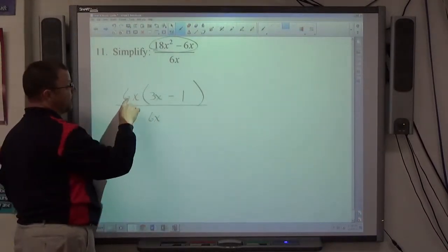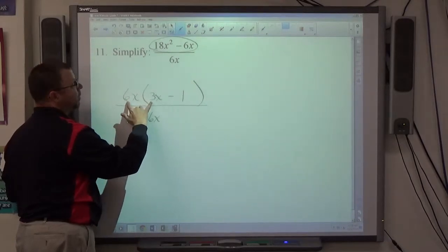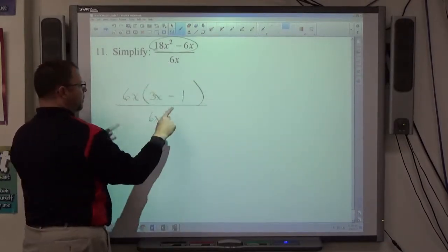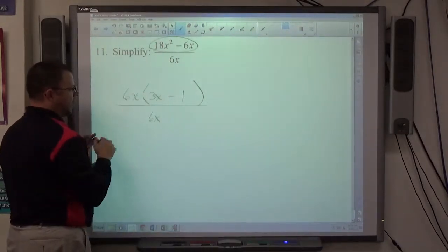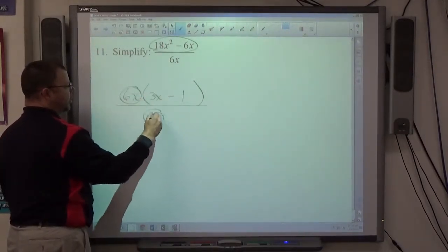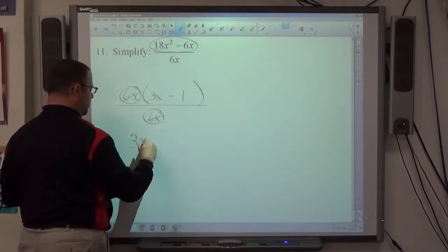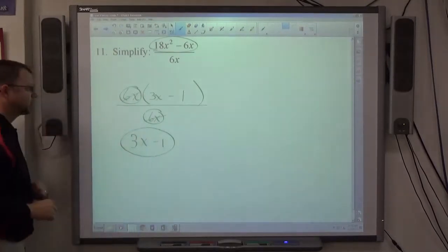And again, if I verify that this is correctly factored, 6 times 3 is 18, x times x is x squared. 6 times 1 is 6, times x makes minus 6x. So that's the correct factored form. This matches this, they cancel, so 3x minus 1 is the result.